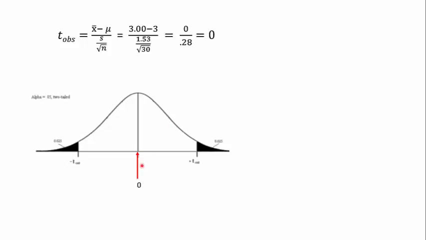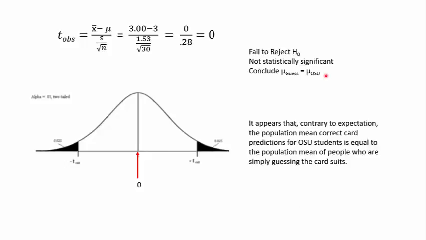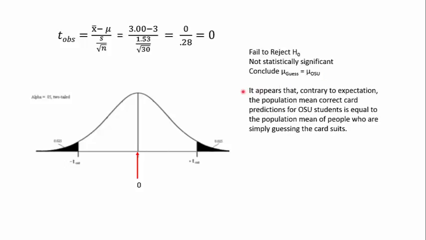So we see the value here in the sampling distribution, and as it's not in the rejection region, we fail to reject the null hypothesis. It is not statistically significant, so we conclude that the population mean for guessers is the same as the population mean for OSU students. So we go ahead and write that out in words. It appears that, contrary to expectation, the population mean correct card predictions for OSU students is equal to the population mean of people who are simply guessing the card suits.